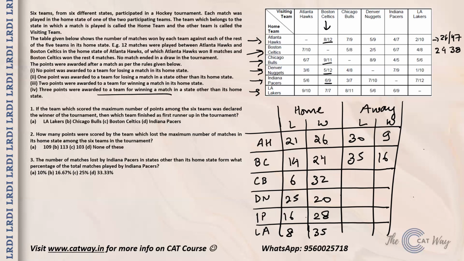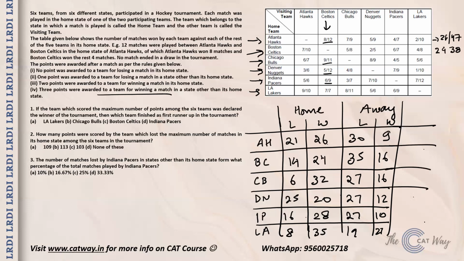Now the same thing we will tabulate for the remaining 4 teams. So Chicago in away state, they lost 7, they won 16. Denver, they lost 27, they won 12. Indiana, they lost 27, they won 10. And LA, they lost 19 and won 27. Okay, so this is the data for the away games for all the teams.